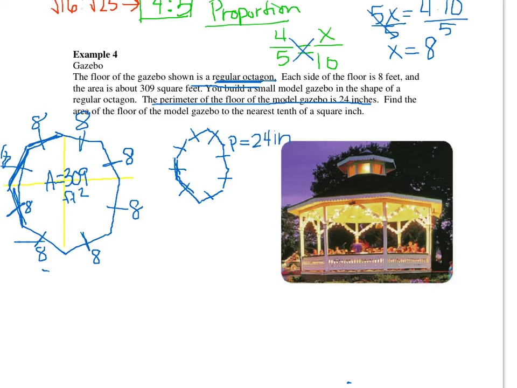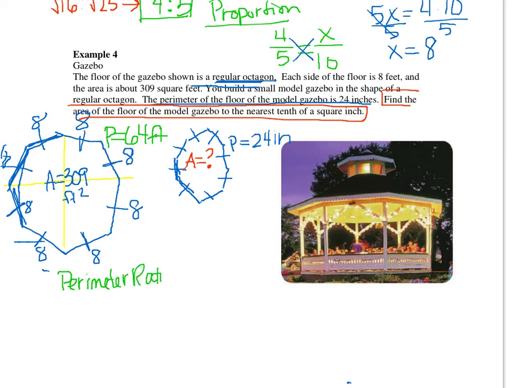Here are my directions. The question that I'm trying to answer, I'm going to put a box around: find the area of the floor of the model gazebo to the nearest tenth of a square inch. So this is what I'm looking for. I need to be able to write a ratio. I've set up my whole problem. Now I know this perimeter, and because I know all these sides are 8, I can find the perimeter here. If I do 8 times 8, I know that my perimeter for this one equals 64 feet.